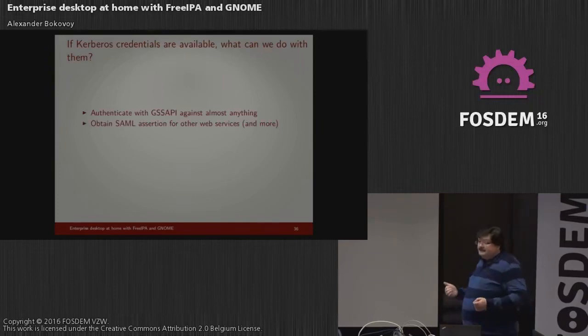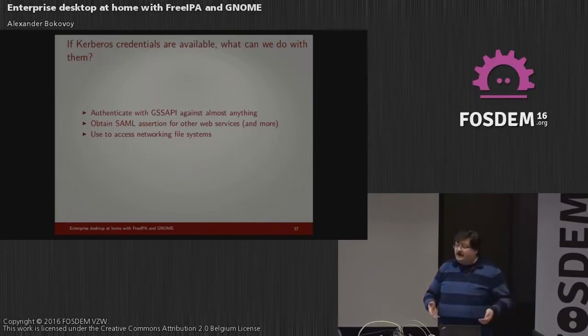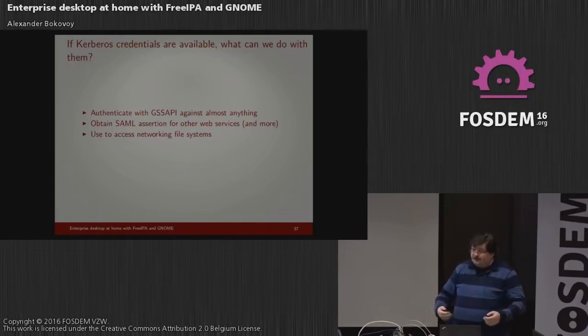I can obtain some SAML assertion for other web services. That's already enterprise to me, but I will show you how this works. I can access network file systems like CIFS, SMB, and NFS4 using that ticket already if I have this configured in the environment. Again, for those, I don't need to enter my credentials. As if it's a miracle, but it's a normal thing that should happen.